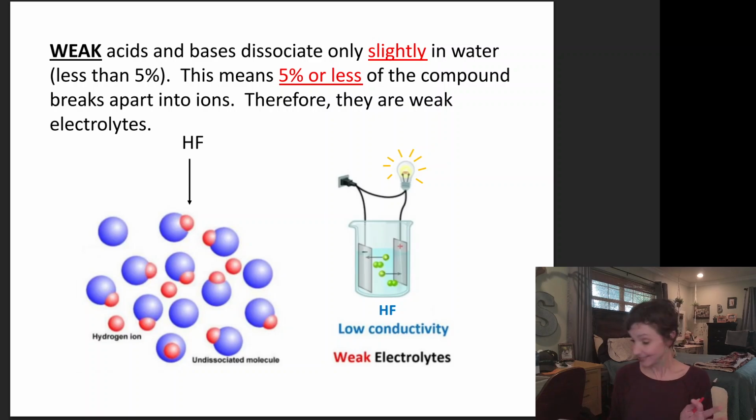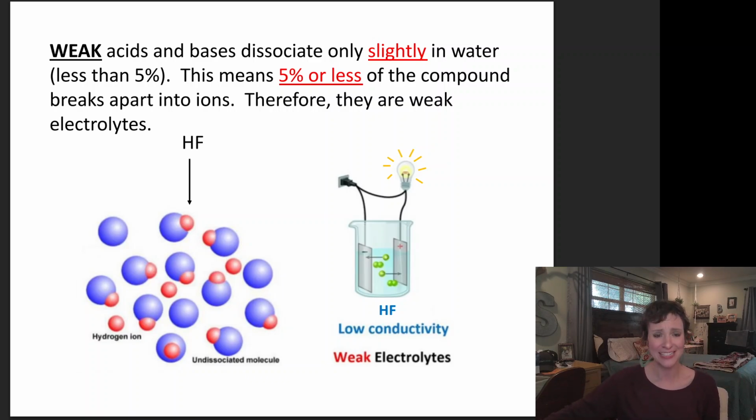Okay, weak acids, let's talk about weak. Weak acids and bases dissociate only slightly in water. And I'm talking like real slight, like less than 5%. This means 5% or less of that compound will exist as ions in solution. Most of them will still be stuck together.